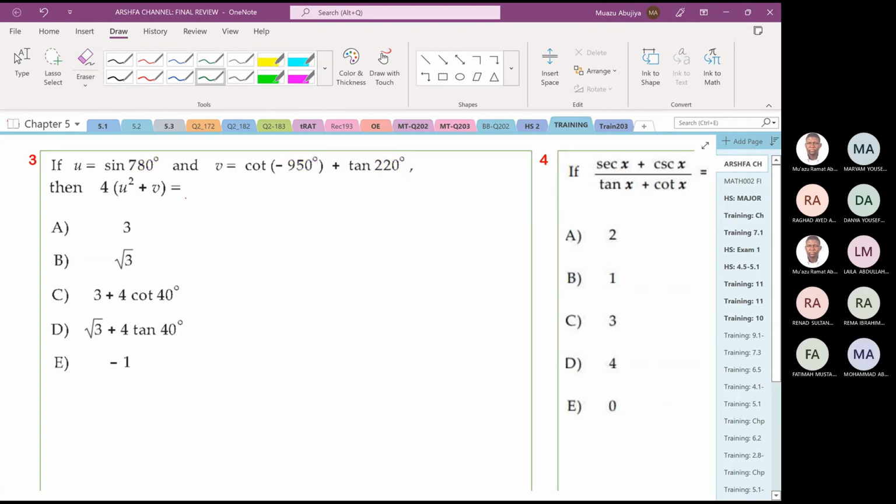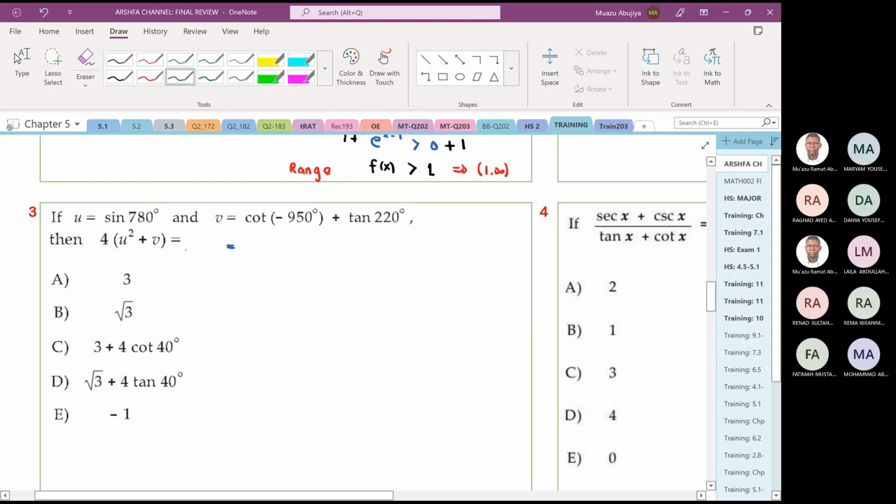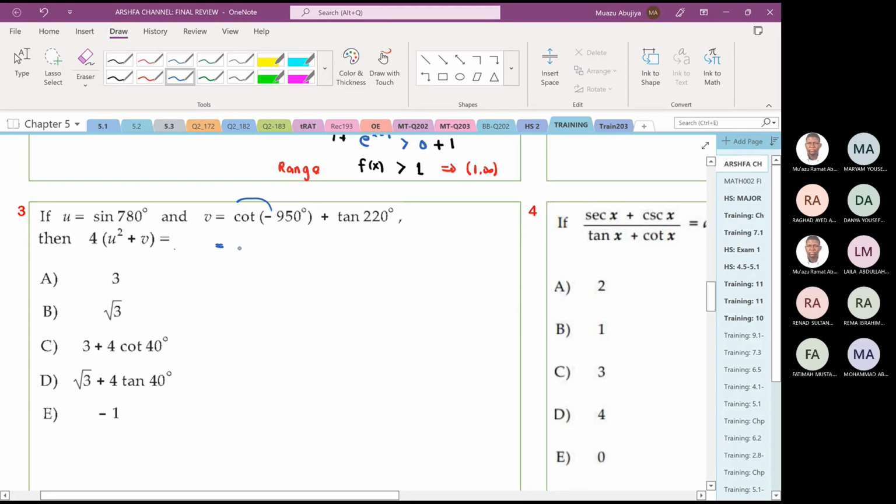Now, let me get started with V, for instance. For the case of V, this is an odd function, or you can just find the coterminal directly. If I call it an odd function, I can take the minus outside, then this is going to be minus cotangent of 950 degrees plus tangent of 220 degrees. Now, let us find the coterminal angle.